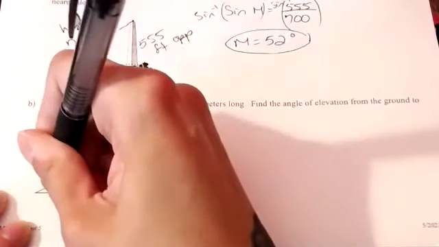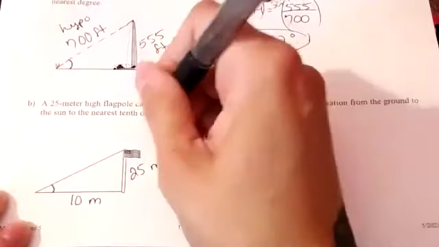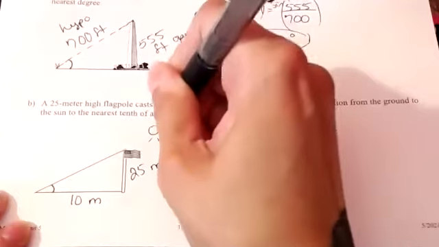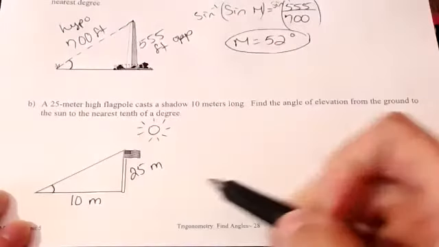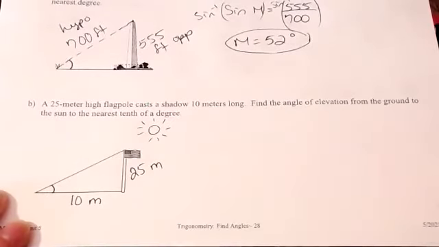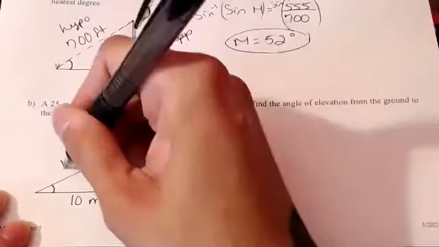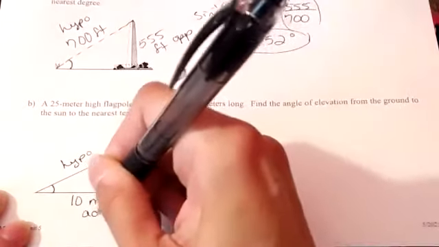So we want to find the angle of elevation. We're essentially looking up towards the sun. You can just envision that the sun is here, which is why it casts a shadow, okay? So we want to find the angle of elevation from the ground to the sun to the nearest 1/10 of a degree. Do the same thing, label your sides: hypotenuse, opposite, adjacent.